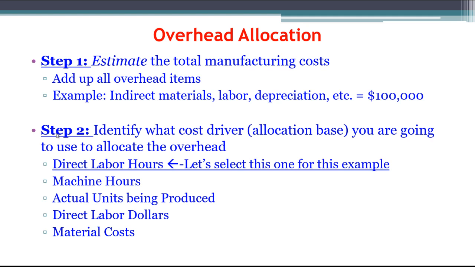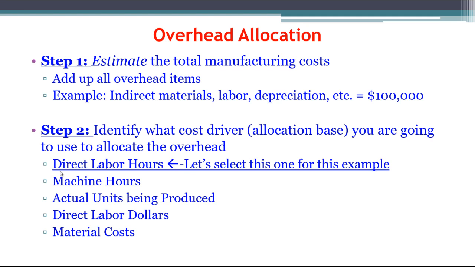Step two, as a company, we identify what cost driver or allocation base we think we need to use to allocate the overhead. Let's simplify it and say we're just talking about one to start with. The term cost driver means that some type of activity is driving that overhead cost. Something's causing us to have more overhead.